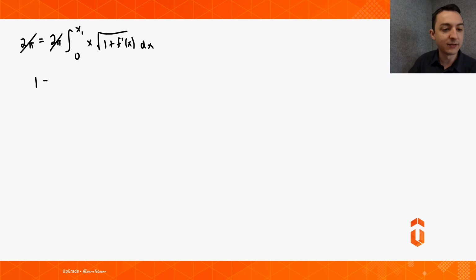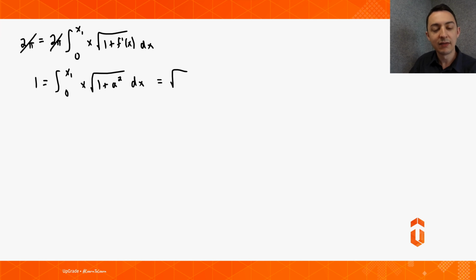And so what do we have here? We have 1 is equal to the integral from 0 to x1 of x times the square root of 1 plus a squared dx. Well, this is actually really straightforward. 1 plus a squared is just a constant, so we can pull that out in front of the integral. And then the integral of x dx, well, that's just 1/2 x squared, or x squared over 2.